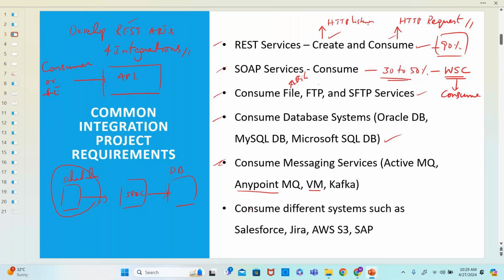They work on a queue and topic basis. The next thing is consuming different systems, maybe Salesforce, Jira, AWS S3, SAP. Based on the organization, they use different systems for running their business. For example, for all CRM related requirements, most of the time they go for Salesforce, because Salesforce is one of the most famous CRM systems.